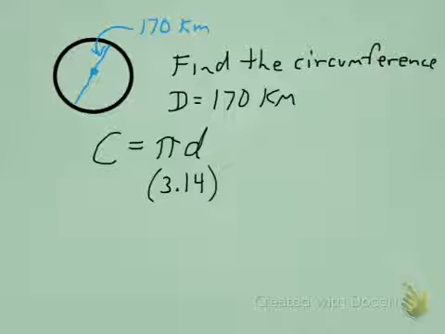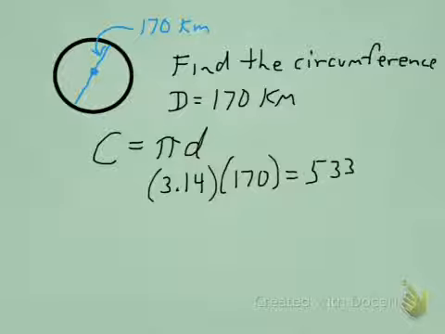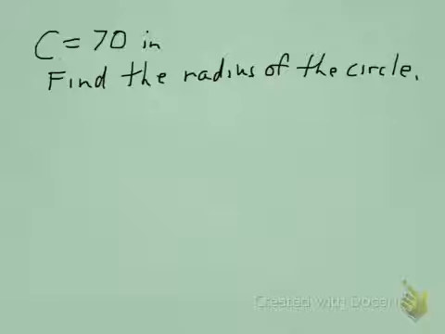Okay, so 3.14 times the diameter, which is 170. And that would give you 533.8, I believe. Now, is this squared or is this normal? It's normal, it's not area, so we do not put the 2 on it. Okay, moving on. This time it's different.